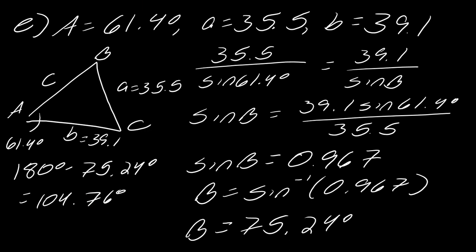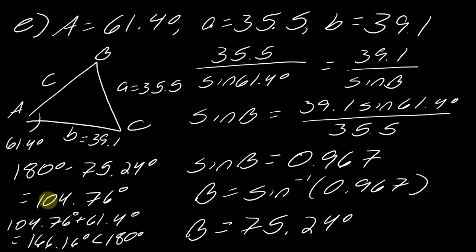So now, what's the trick? I take that 104.76 and I add it to the given. So when I add these two things up, I get 166.16. That is less than 180 degrees. So in this case, I have two possible triangles.